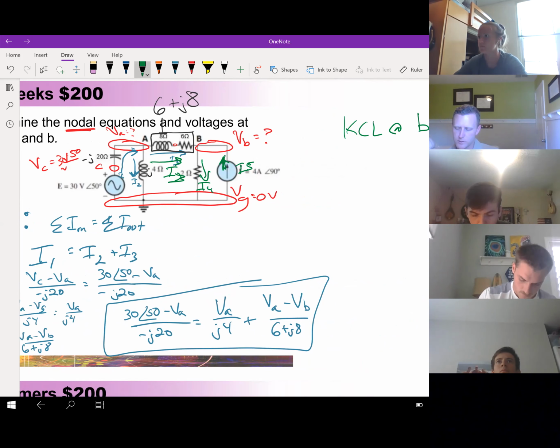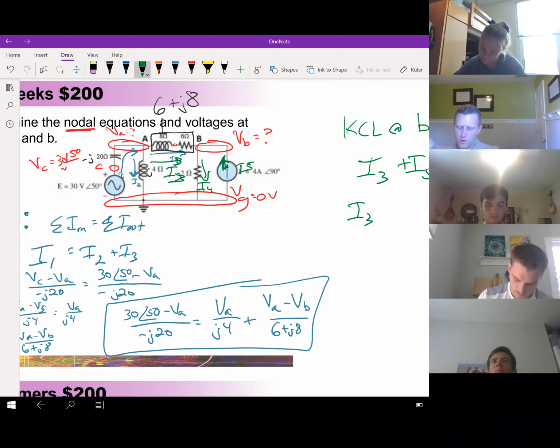Sum of the currents in equals sum of the currents out. Sum of the currents in, I3 is going in, and I5 is going in. I4 is coming out. I3, I already had on the other side, but I'll write it again.